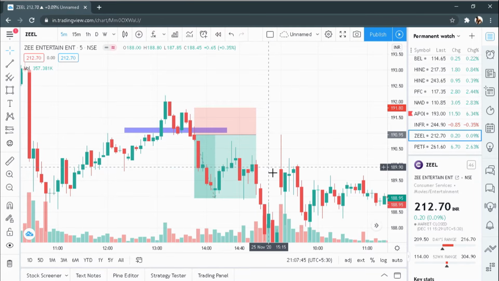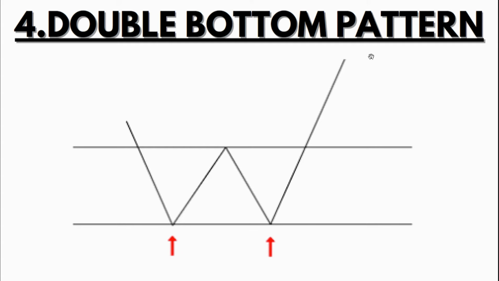So a quick revision: the stop loss will be above the top, the entry will be after the neckline has been broken, and the target will be twice the length of the head. So now coming to the double bottom pattern, that is the opposite of the double top pattern.